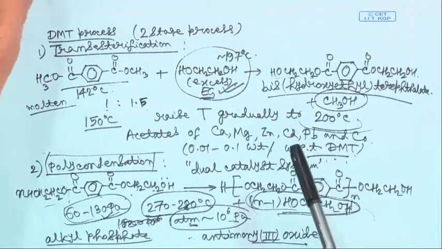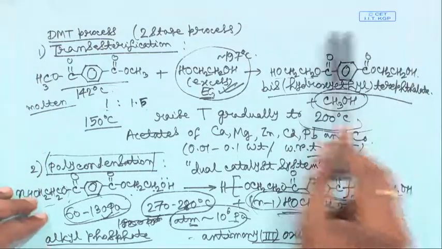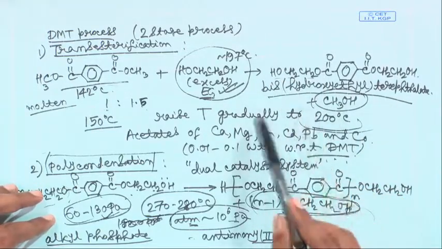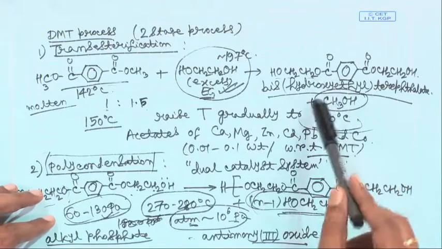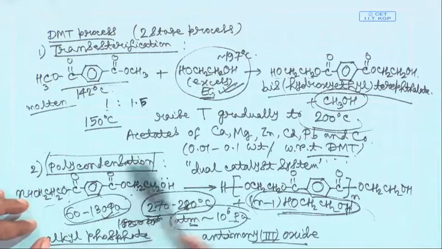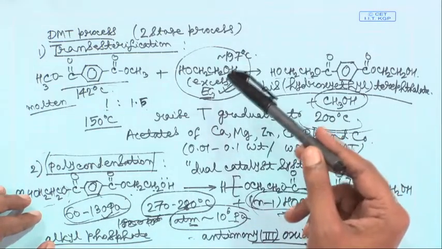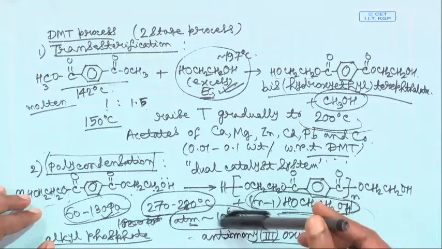And then in the second step, what you do is this BHET or the pre-polymer, the oligo ester that I have shown. So, it is a mixture of these two, the reaction mixture. You do a polycondensation reaction by heating it up further and reducing the pressure, that means applying some vacuum. The catalysts used in the first step, they are not used for the second step.